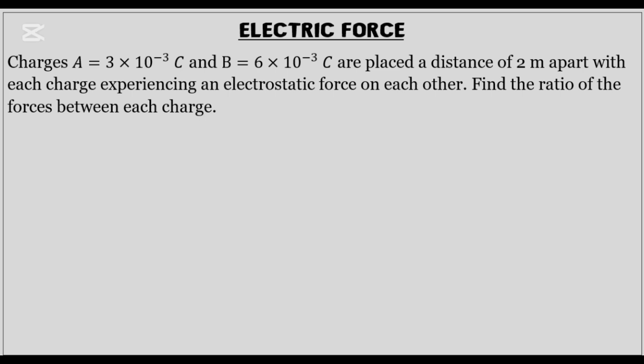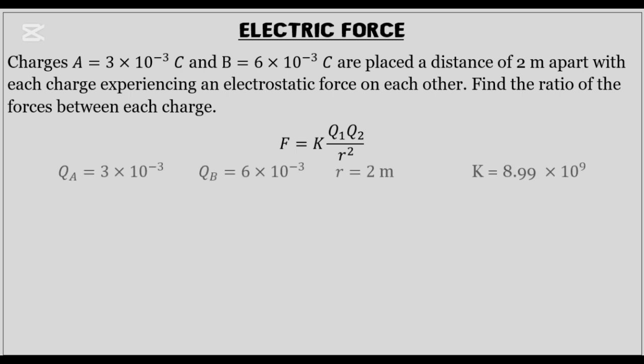So into the solution, we state our formula F equals K Q1 Q2 over R squared. We bring out the parameters given in the question. We have our QA, we have our QB, we have our R, which is 2 meters, then the K constant.